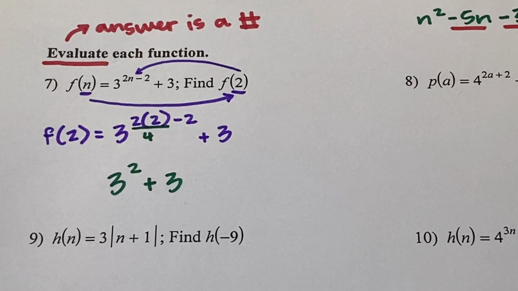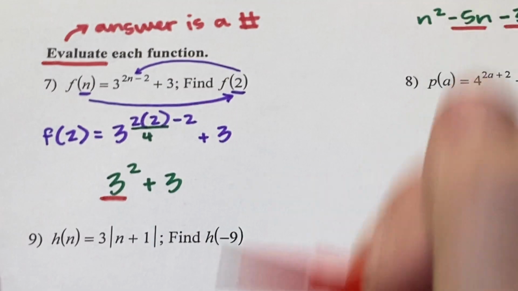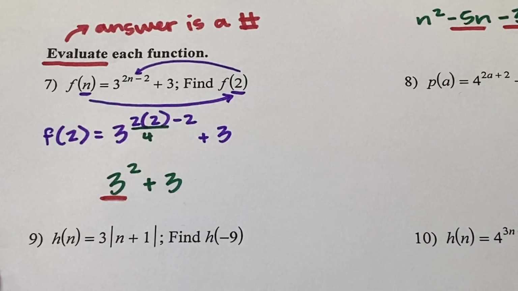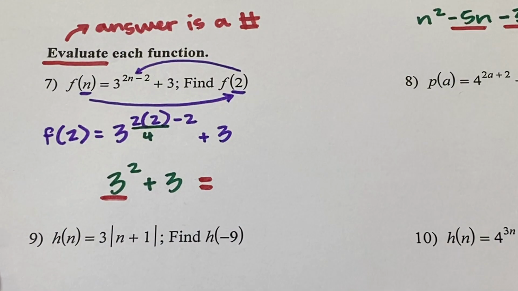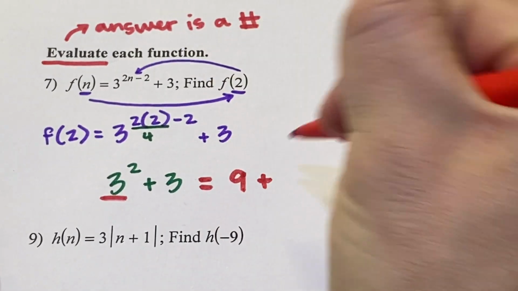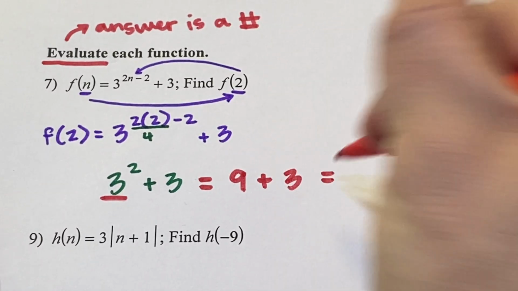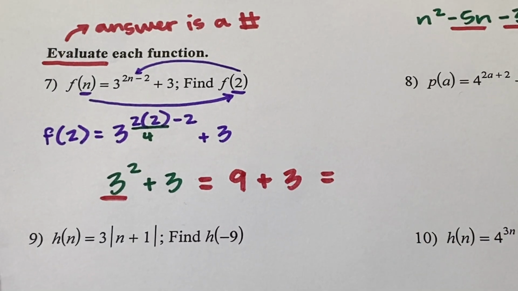Notice we're not dealing with any type of function notation anymore. There are no more variables. It's literally just finding the answer. What is 3 squared, you guys, or 3 times 3? 9. And then our last step, what is 9 plus 3? It will give us our final answer. 12.